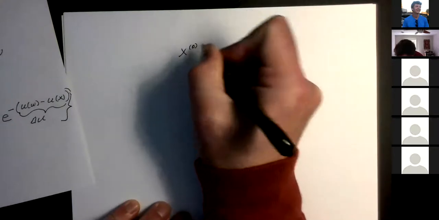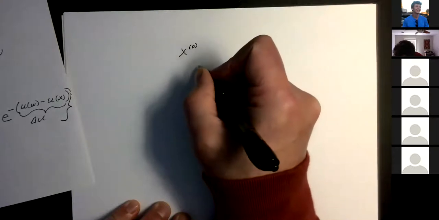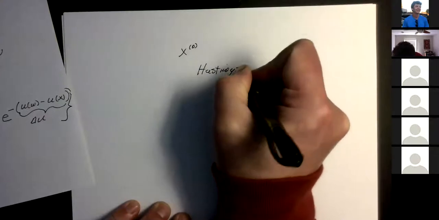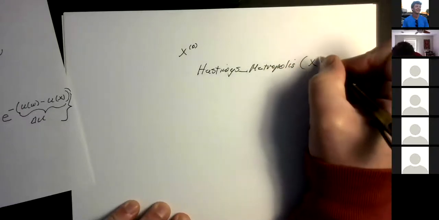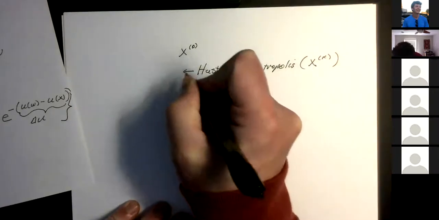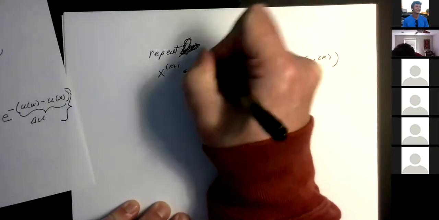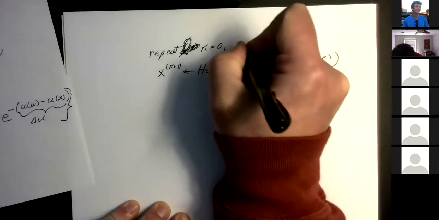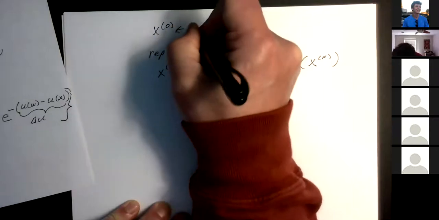If you have these in time, like a subroutine, then what ends up happening is that you have X0, and then you repeat this. Maybe there's a subroutine, Hastings_Metropolis, and it takes in its input XK, and it generates an output XK plus one. We'll repeat this for K equals 0 to, I don't know, N, and you initialize this with X0 init.